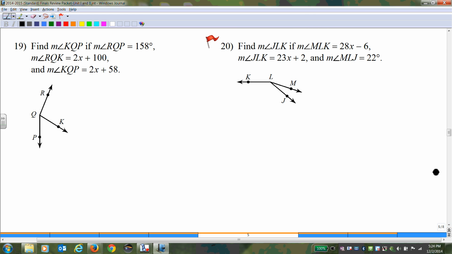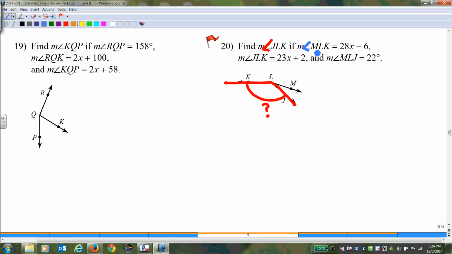Okay, these are super easy if you color code them and just trace and sweep very carefully. We want to find JLK. So I'm going to trace and sweep JLK. JLK, trace and sweep, that's our question mark. I'm going to switch colors.